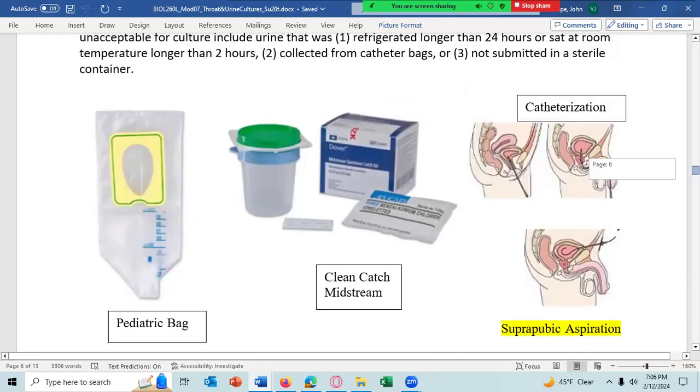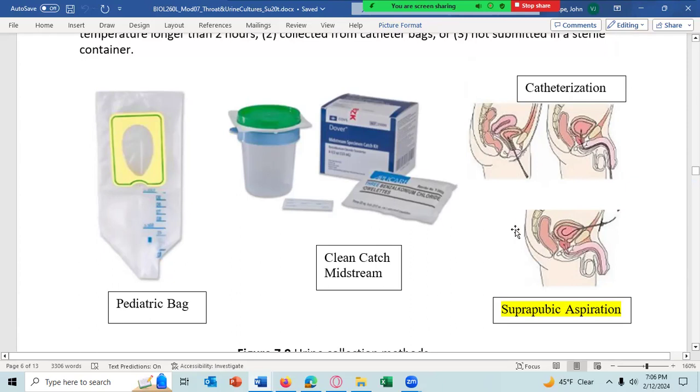Anyways, those are the 3 ways to get a urinary tract sample. The clean catch midstream, the most common way. You can get it from a catheter, and you can get it from suprapubic aspiration.